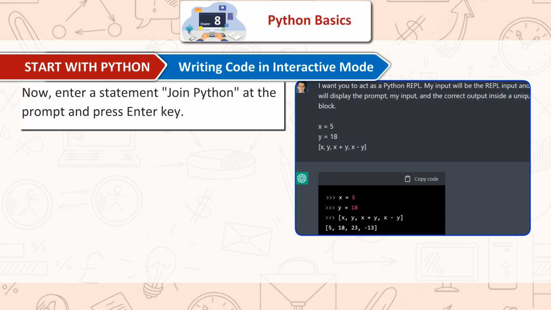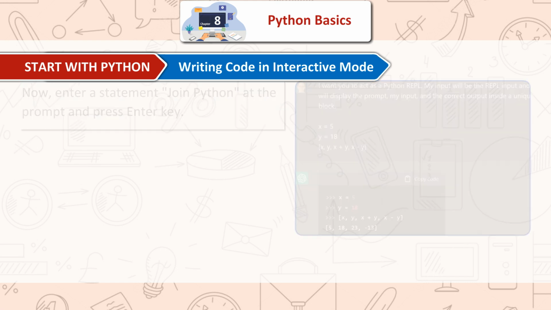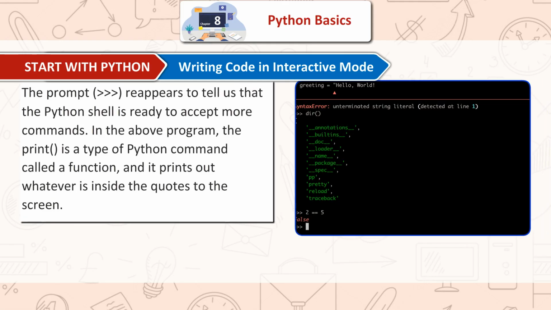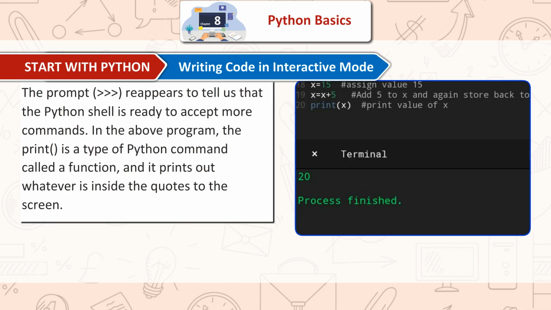Now enter a statement, print("Join Python") at the prompt and press enter key. The prompt >>> reappears to tell us that Python shell is ready to accept more commands. In the above program, print is a type of Python command called a function, and it prints out whatever is inside the quotes to the screen.